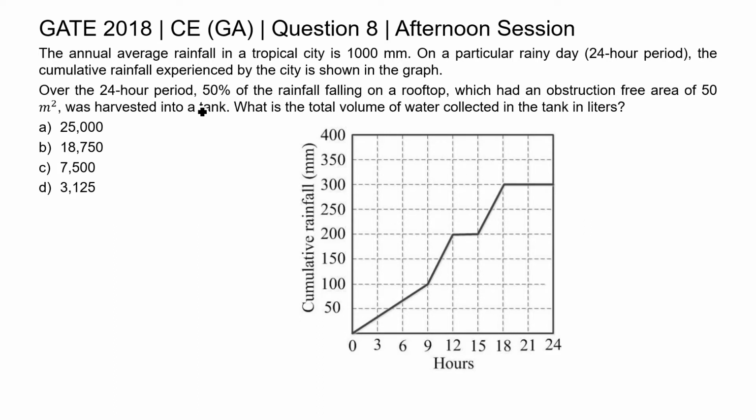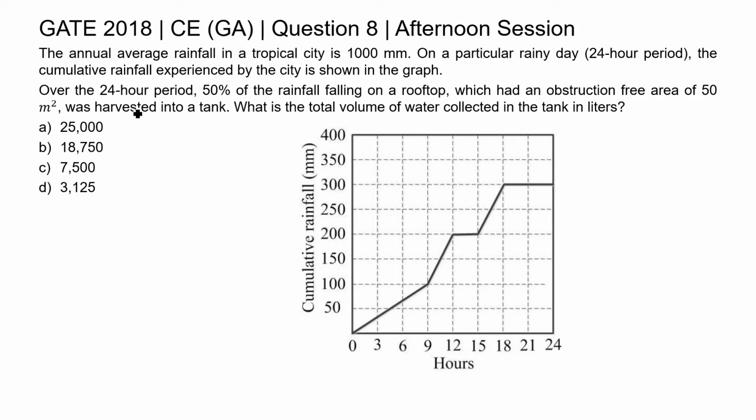Over the 24-hour period, 50% of the rainfall falling on a rooftop which had an obstruction free area of 50 meter square was harvested into a tank. What is the total volume of water collected in the tank in liters? So here in this question, the graph is given of cumulative rainfall versus hours for a 24-hour period.